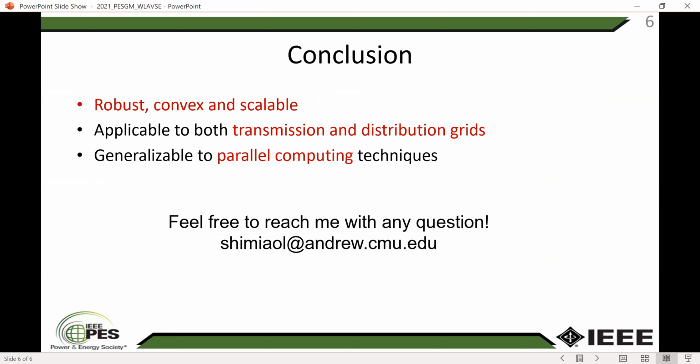Finally, apart from being robust, convex, and scalable, the proposed method using the circuit-theoretic approach is applicable to both transmission and distribution grids, as well as generalizable to parallel computing techniques, because the entire system is separable into several subnetworks and they can be solved separately. These benefits have been demonstrated in our recent work.